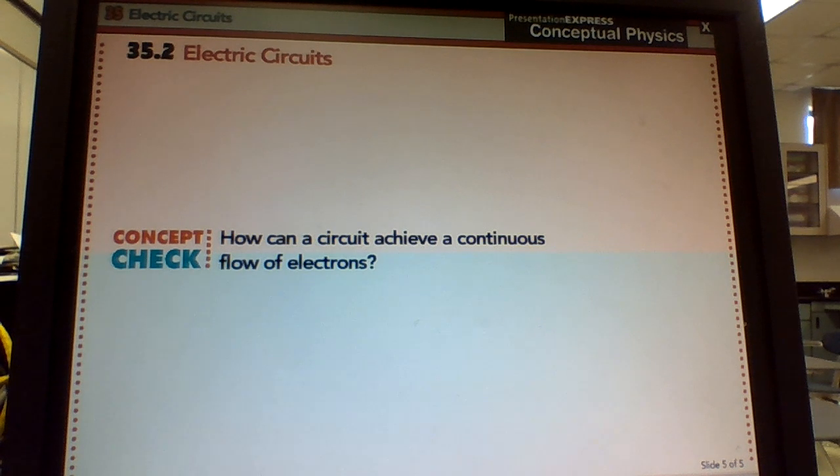So how can a circuit achieve a continuous flow of electrons? It must be a complete circuit. It has to, again, flow all the way around, unimpeded, unbroken. And if it is broken, it will not work.